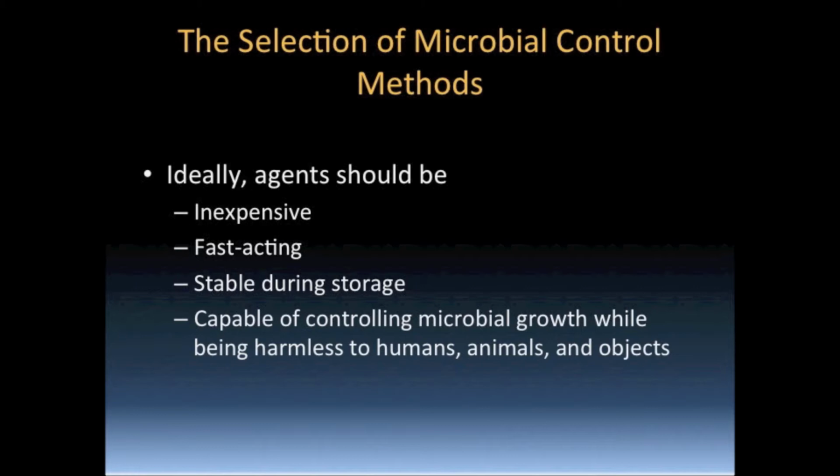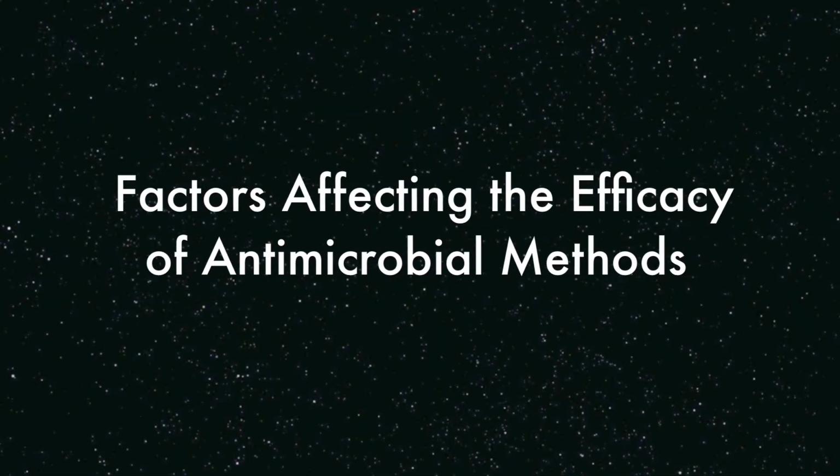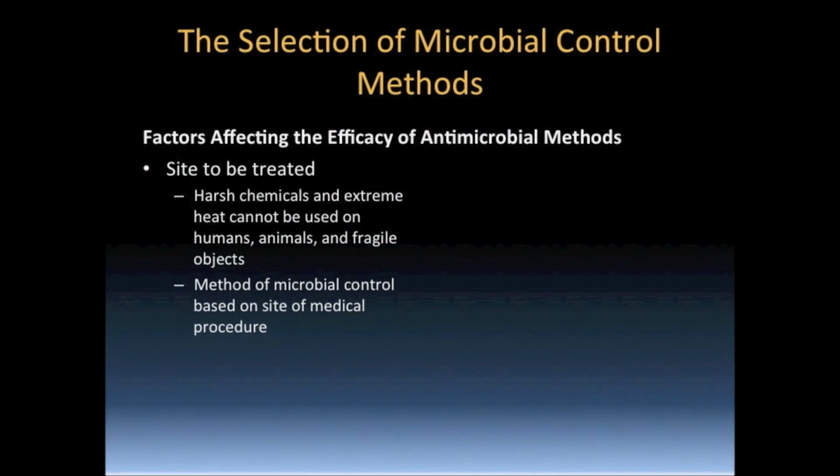When selecting an agent, at least 3 factors must be taken into consideration. One factor that must be considered is the site to be treated. Harsh chemicals and extreme heat cannot be used on humans, animals, and fragile objects.